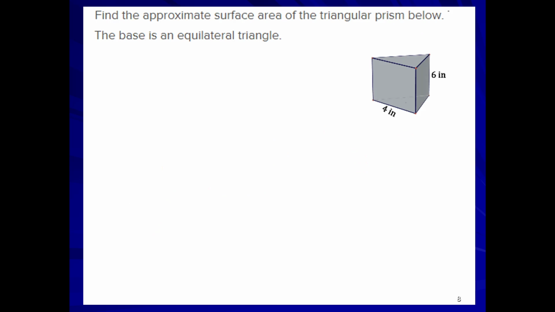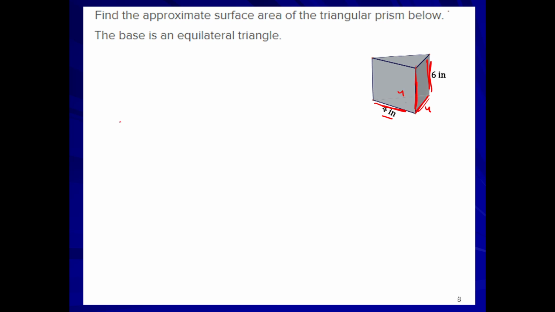All right, a couple more examples. Triangular prism. This time they're telling me the base is an equilateral triangle. This would be more like an honors level sort of question. Well, first of all, equilateral means all the sides are the same. So that's helpful. That means this rectangle is the same as this rectangle.